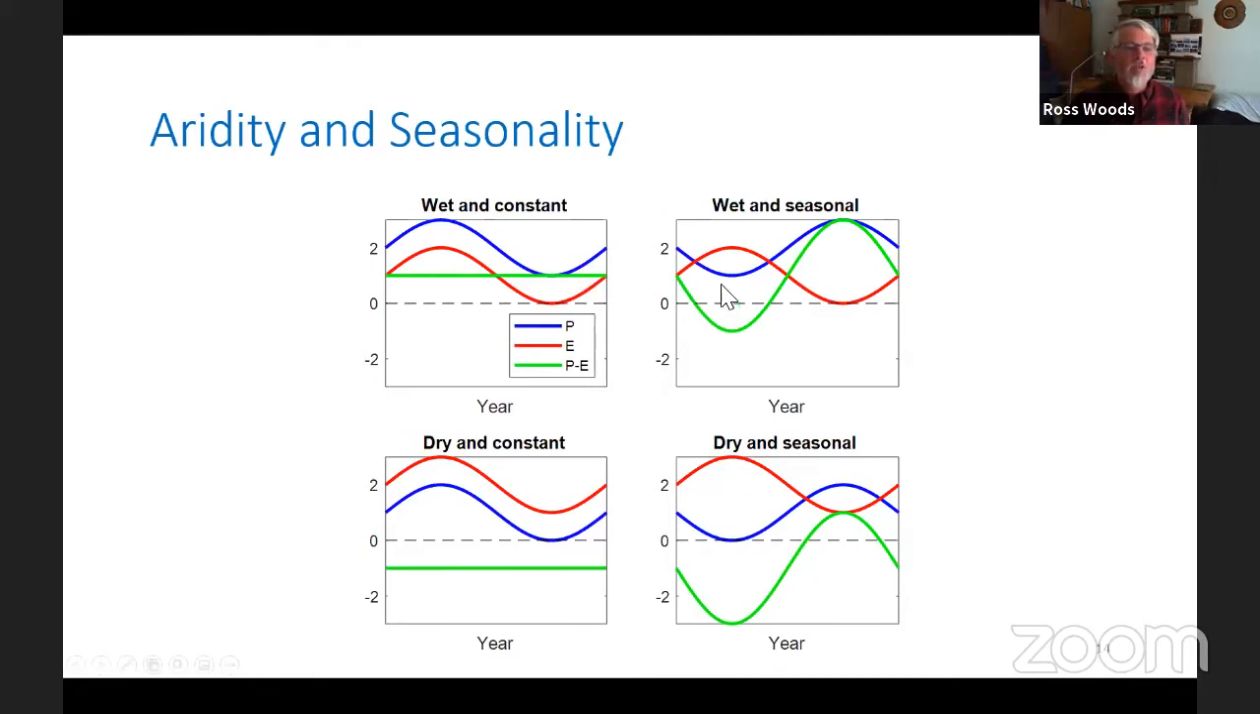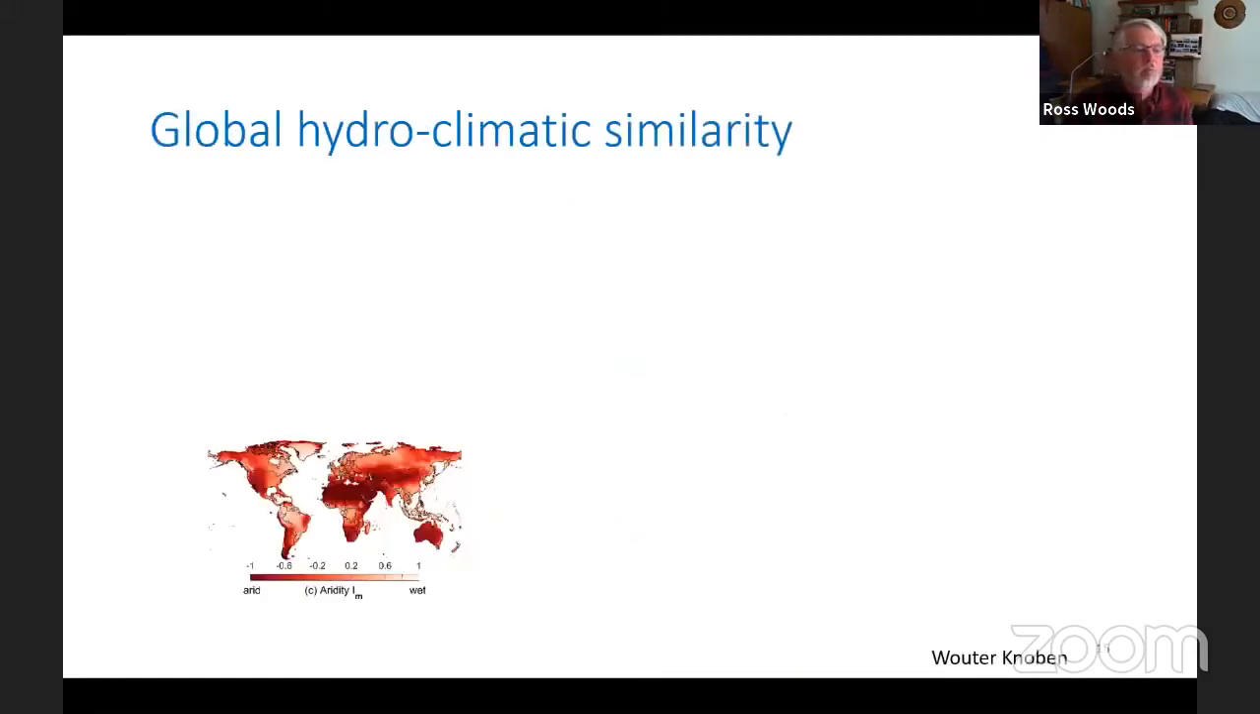And in both of these top pictures, precipitation exceeds evaporation, but in one of them, the difference between precipitation and evaporation is constant through the year. And in the other one, the difference between precipitation and evaporation fluctuates strongly through the year. So we have a pronounced wet season and dry season. So we can have either pronounced wet and dry seasons or consistent wet all year round, depending on within-year variability of the climate. So that's what these aridity and seasonality metrics are designed to measure.